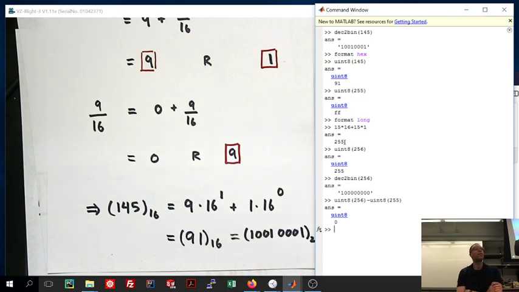256 minus 255, what is it? 1. No, it's not. It's 0. That's what MATLAB's telling me. The 256 minus 255, MATLAB has just claimed that that number is 0.